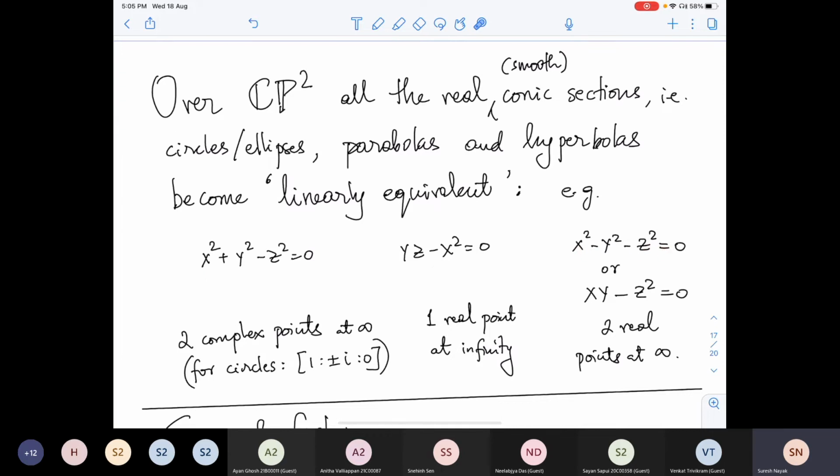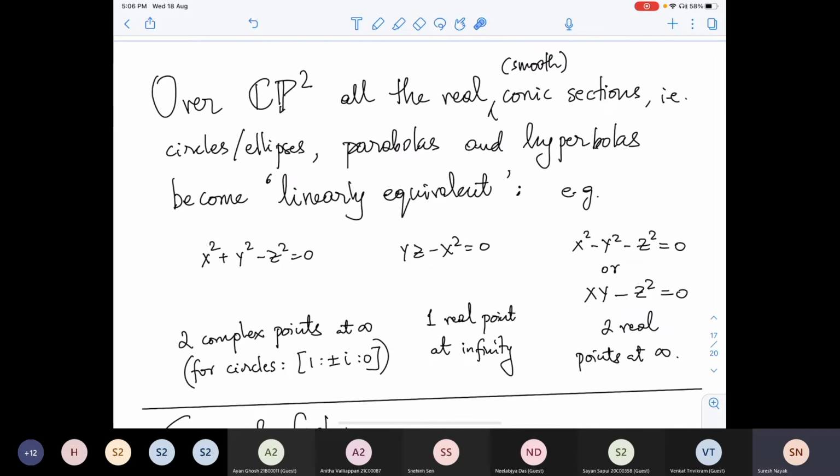And you will see that this is also an example of a hyperbola. And these 2 are linearly equivalent because if you replace x plus y by x and x minus y by y, this linear change of coordinates will transform this hyperbola to this hyperbola. And this hyperbola is looking exactly like this parabola.